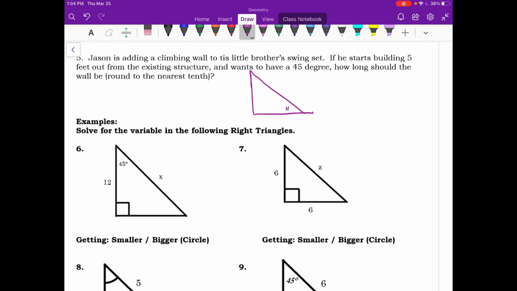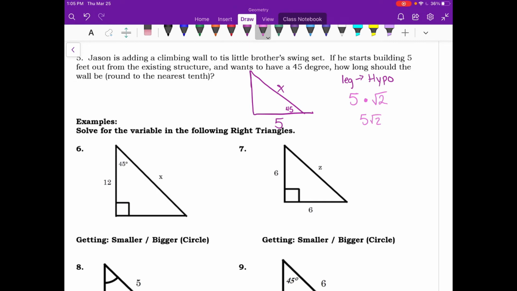So this is a 45 degree angle, and we know it's 5 feet out. So we need to find the length of the wall. We are given the leg, we need the length of the hypotenuse. So we're going from the leg to the hypotenuse. We are getting larger. So we're going to take that leg, 5, and multiply it by root 2. And we end up with 5 root 2.